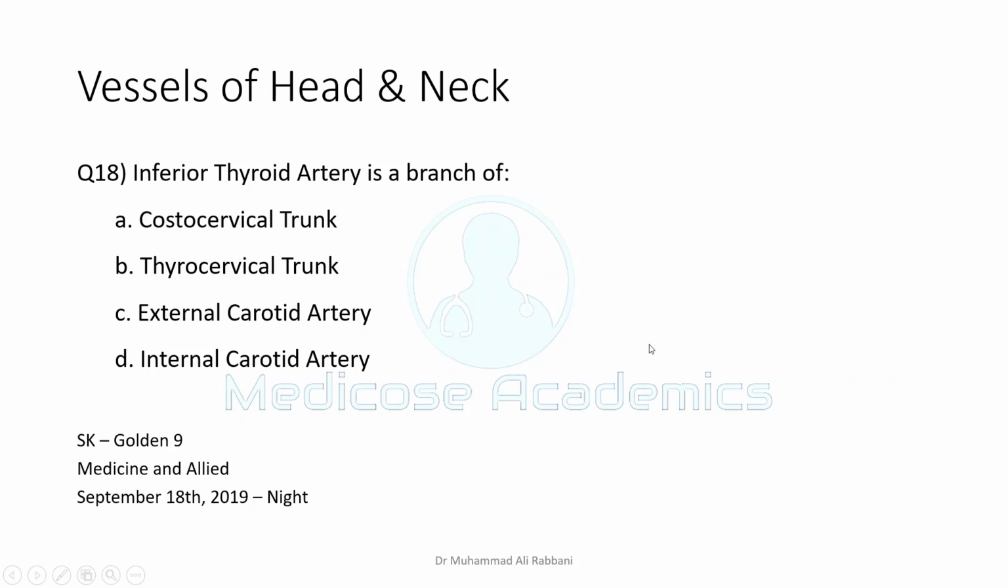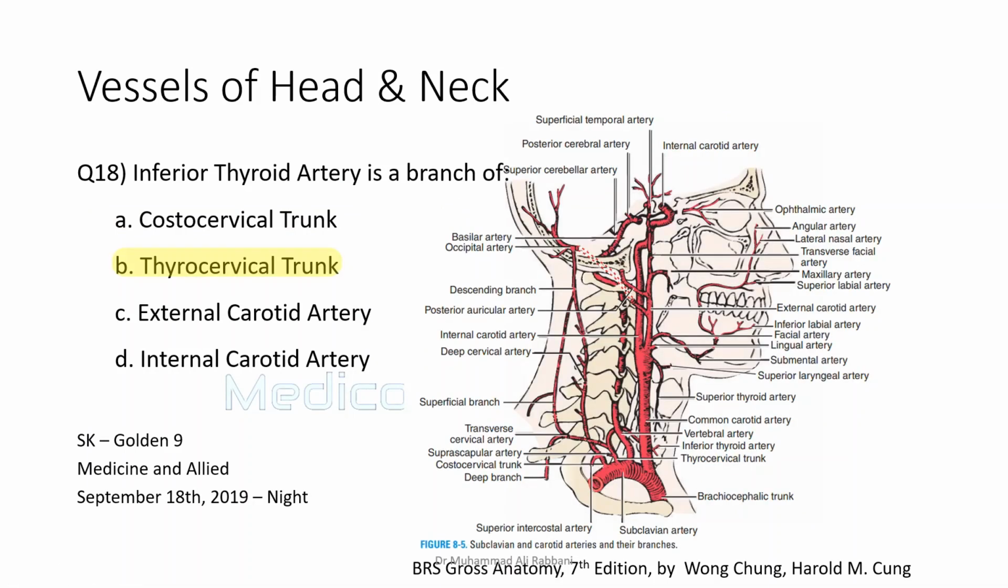Inferior thyroid artery is a branch of, it's merely a point of remembering, it's a branch of thyrocervical trunk. Thyrocervical trunk has a lot of other branches you should know, including ascending cervical and transverse cervical, suprascapular, and so on. Inferior thyroid artery is the branch of same question.